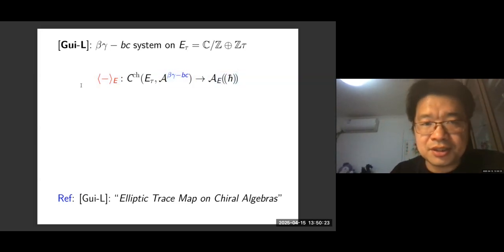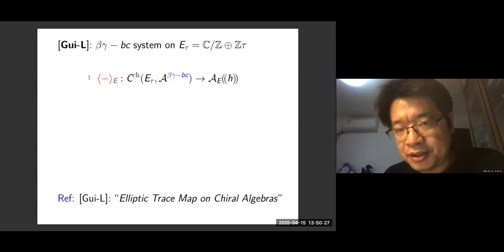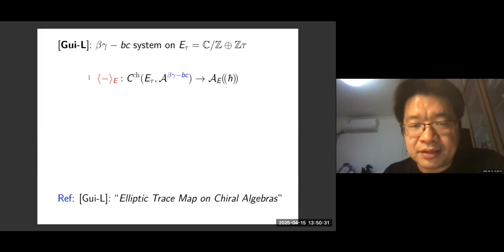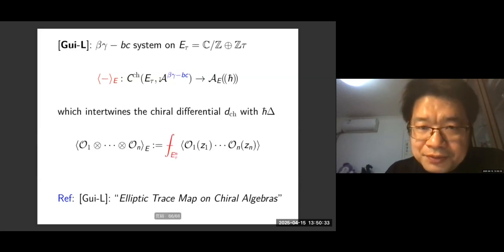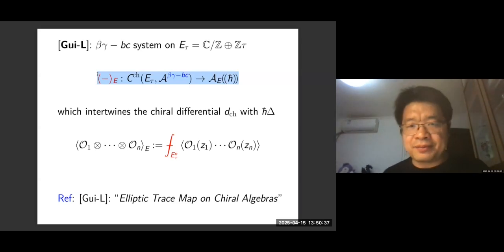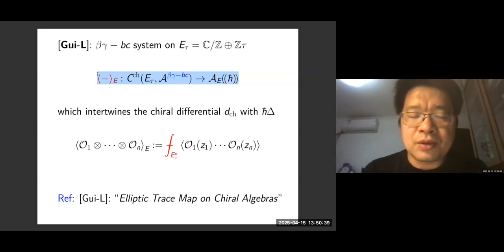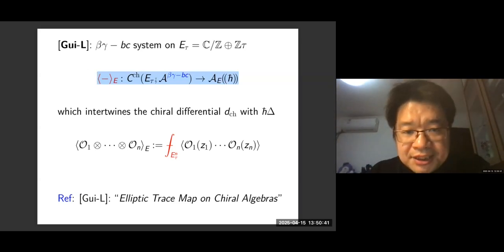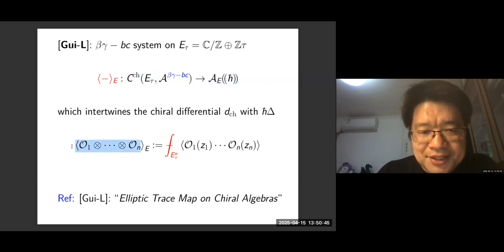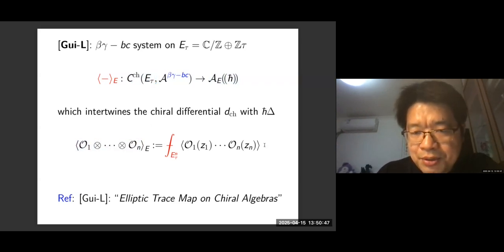So is there another way to say this integration map in terms of quantum field theory language? You can show this map is very similar to what I just described for the topological quantum mechanical model. This map, roughly speaking, is given by computing local correlations on the torus.